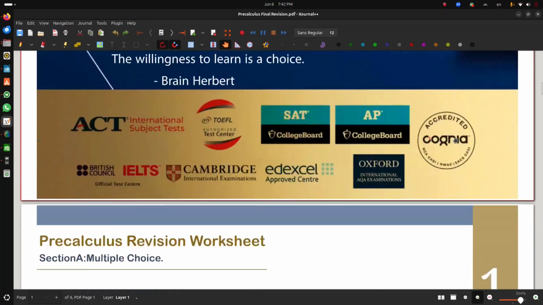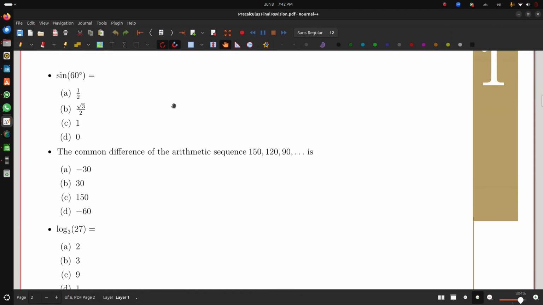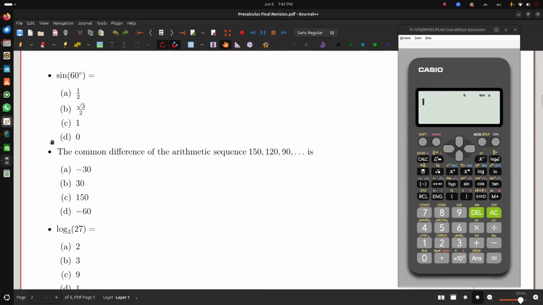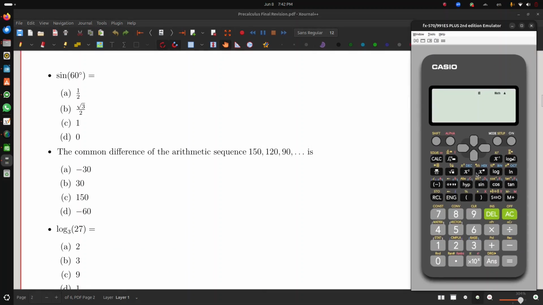Okay, let's start with the first question. Sin 60. For this one, you're allowed to use your calculator. Of course, all of us will know it, but we're allowed to use our calculator. Sin 60 is equal to root 3 over 2. So the answer will be root 3 over 2.